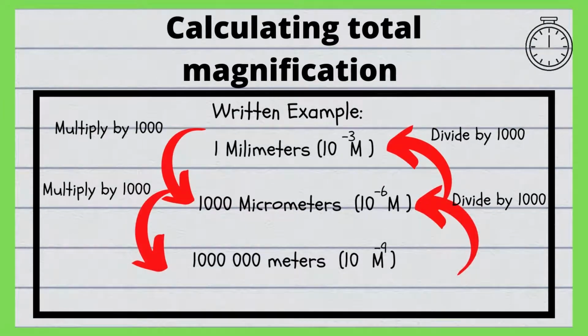For example, 1000 micrometers can be multiplied by 1000 to form 1 million nanometers, or divided by 1000 to form 1 millimeter, which is also 10 to the minus 3 meters. This rule works for all of the units shown.